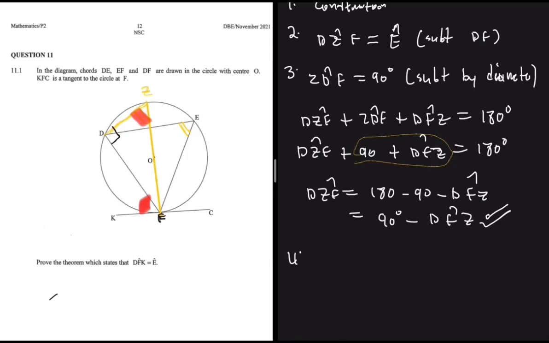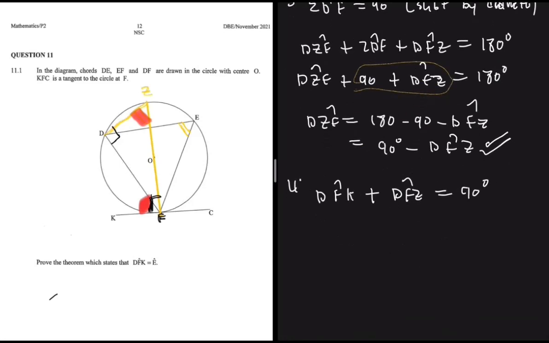So if you look on our diagram, you will realize that this angle KFZ is 90 degrees, this entire angle. That is because where the radius and the tangent touches, they form 90, right? So we're gonna have DFK plus DFZ equals to 90 degrees, right? And then if we make DFK the subject of the formula, we're gonna get DFK equals to 90 minus DFZ, right?